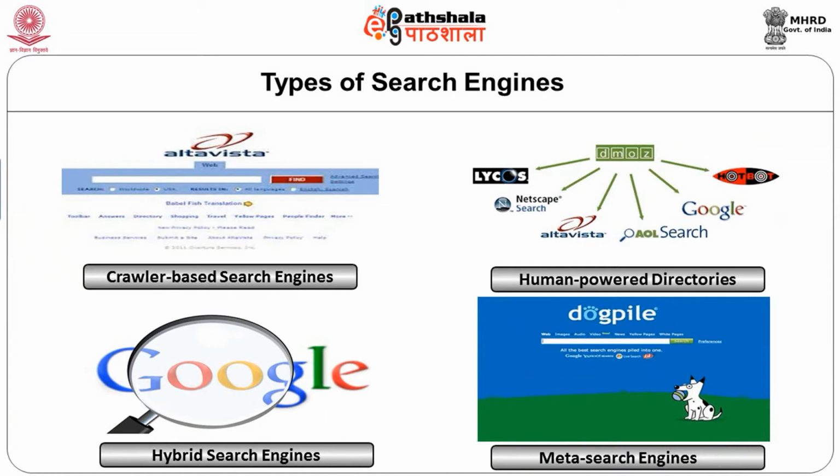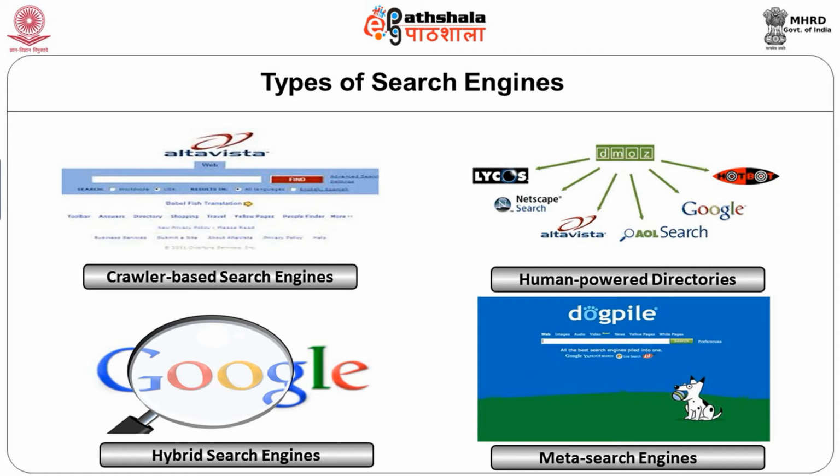Human-powered directories really involve human effort, where people have contributed to making directories. Directories are nothing but a kind of hierarchy of classes and subclasses, and finally indexing documents under these human-created classes and subclasses. Because of the human intervention, the precision level in such directories is much higher than in automated systems.